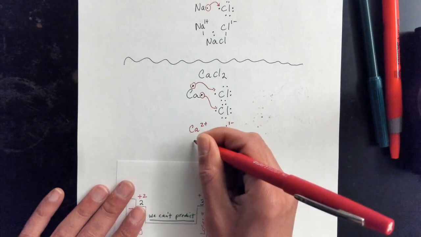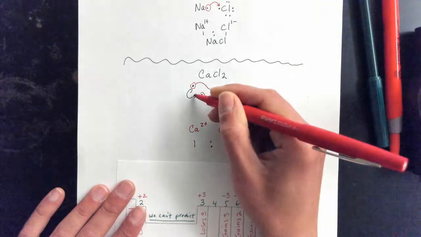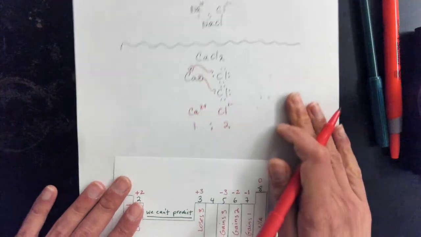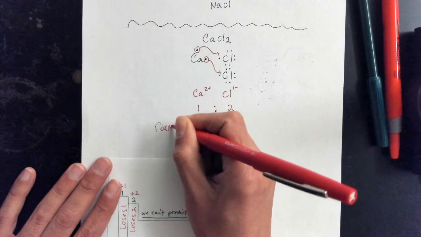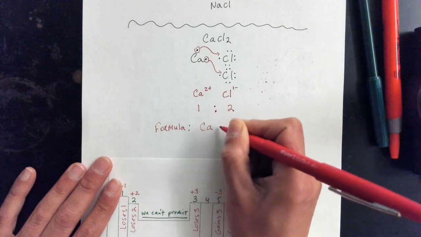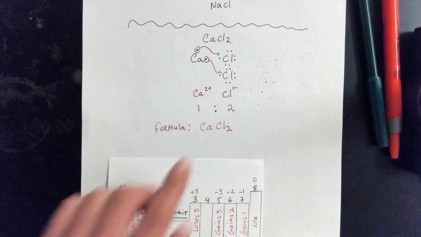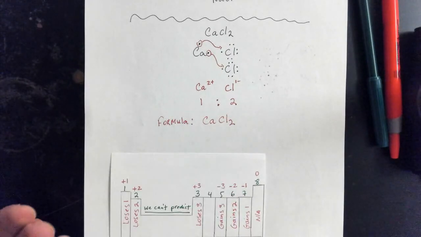The ratio is 1 to 2, right? There's 1 calcium per 2 chlorines. So when we write the formula, it is going to be calcium chloride. Calcium, 1 calcium, 2 chlorines. That's how you show how many are present.